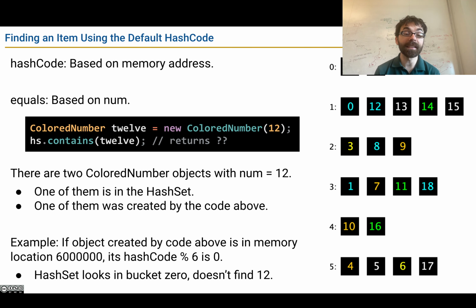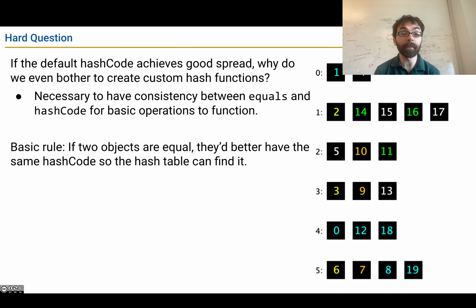So for example, let's say that the object that's created by this code has memory location 6000000, then its hash code mod 6 would just be 0. In other words, when the hash set is checking whether it contains 12, it'll look at this object and say, your memory location is this, I'm going to mod it by 6 to get 0, so I'm going to look in bucket 0. But there is nothing equal to 12 in this bucket. So if the object I create on this line happens to have bucket 0, 2, 3, 4, or 5, we're going to miss it. But there's a 1/6 chance that we get lucky, and we just happen to end up in the same bucket.